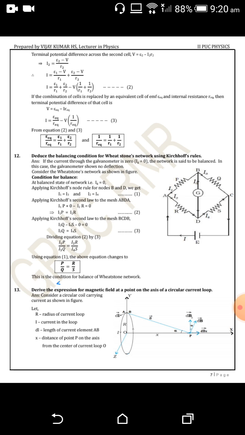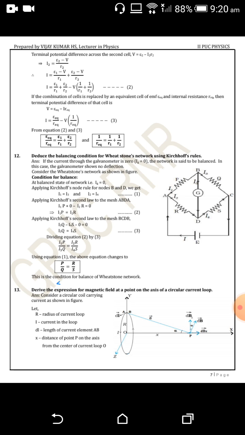Okay, so now we need to prove this mathematically. It is said that at the balanced state of the network, Ig is equal to 0. Applying Kirchhoff's node rule for nodes B and D, we get I1 is equal to I3. Okay. So in this question, it has been given directly. So we will go through it now.